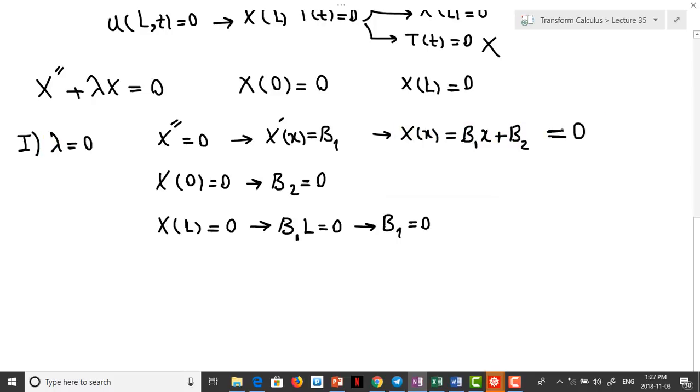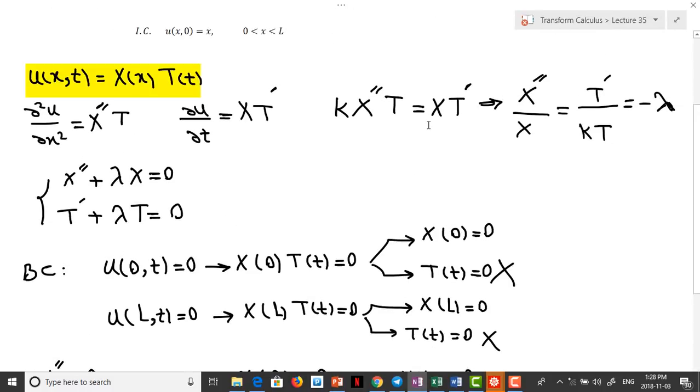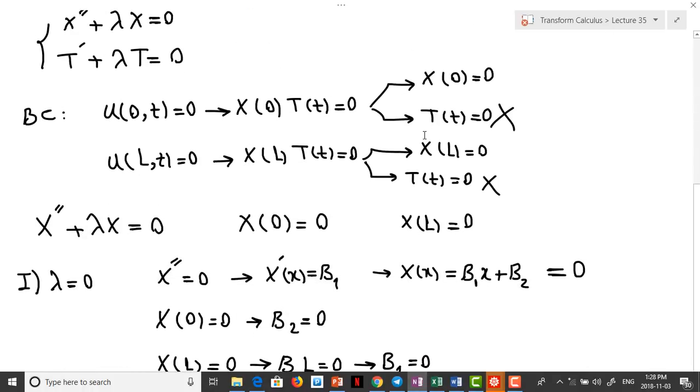But it cannot. Why? Because at the beginning we defined u of x and t as X of x times T of t. If X of x is equal to 0, it means that the temperature function is equal to 0, and it's not a solution. As a result, lambda cannot be equal to 0.